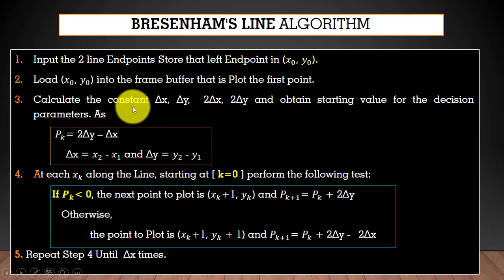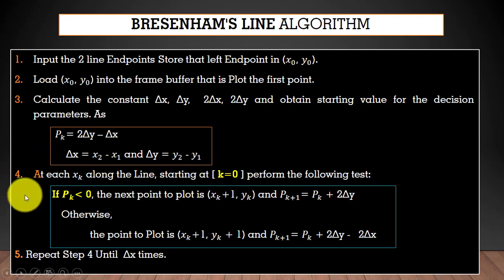Then we will calculate the constants delta x, delta y, 2 delta x and 2 delta y. We need these values to obtain the starting value of the decision parameter. Here the decision parameter is pk, and we can calculate its value as 2 delta y minus delta x. And how can we calculate the value of delta x and delta y? Using this: delta x is equal to x2 minus x1 and delta y is equal to y2 minus y1.